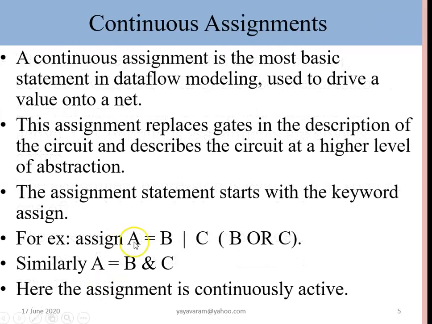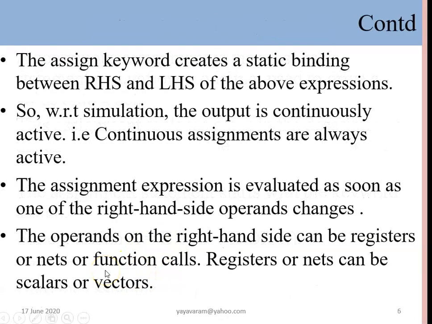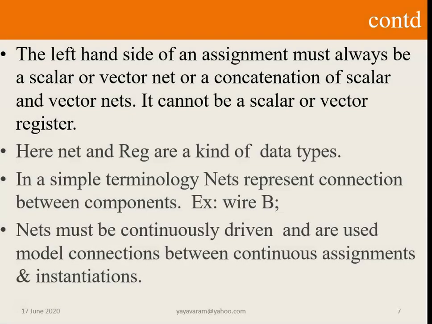What are these right hand side operands? Either B or C changes, immediately A will be changed. On the right hand side, if one of the operands changes, automatically the left hand side result will change. So that means it will be evaluated for the new value. The operands on the right hand side can be registers or nets or function calls. Registers or nets can be either scalar or vectors.